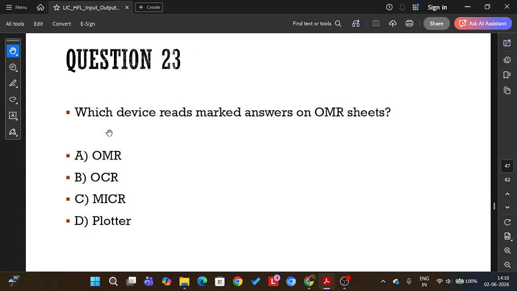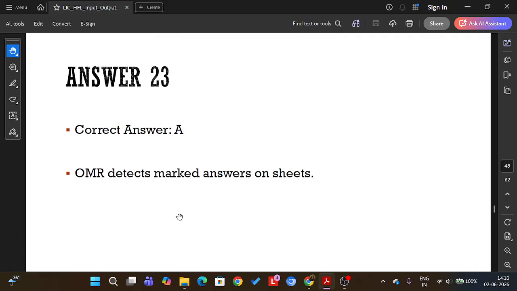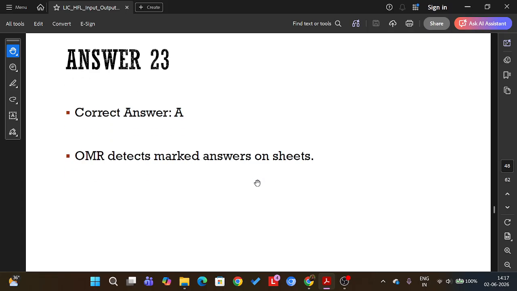Question 23. Which device reads marked answers on OMR sheets? OMR, OCR, MICR, plotter. OCR, MICR, and plotter we have already seen. So OMR sheet is obviously read by OMR. It detects marked answers on the sheets.